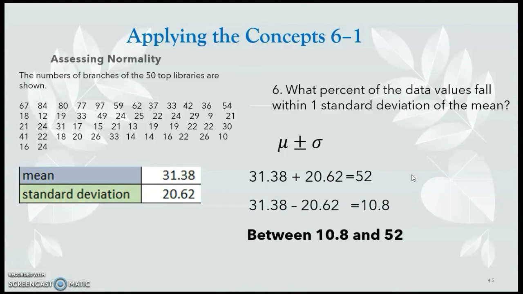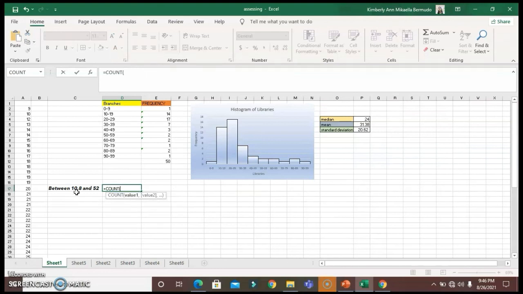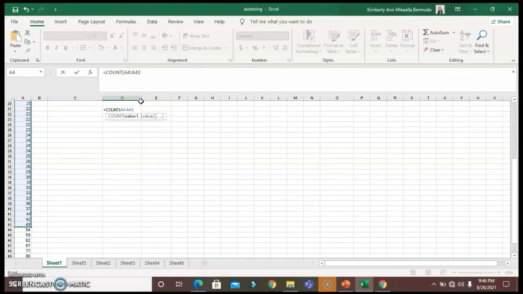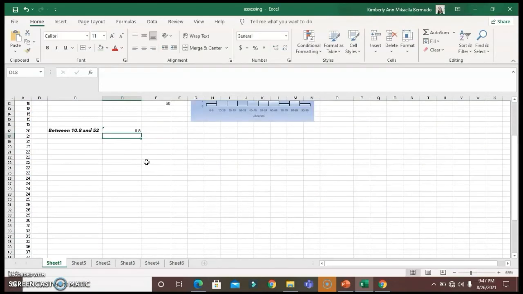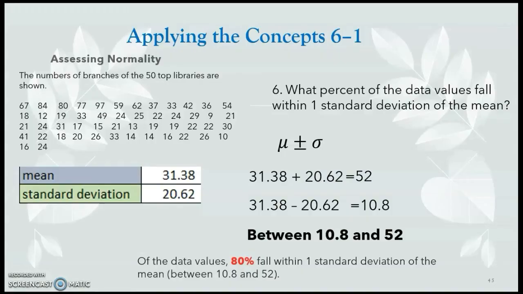To get the percent, let's go back to Microsoft Excel. Count the data values that are between 10.8 and 52. Below 10.8 is not included, so I will start with 12 up to 49. Then divide it by 50. Then after that, multiply it by 100 to get the percent. Of the data values, 80% fall within one standard deviation of the mean, between 10.8 and 52.